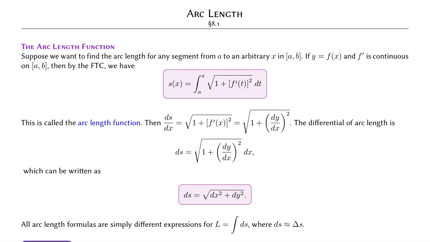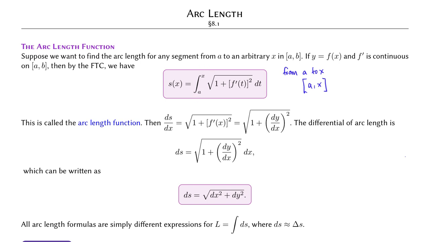Arc length as a function. Suppose we want to find the arc length for any segment from A to an arbitrary x in the interval [a, b]. If y equals f of x and f prime is continuous on the closed interval [a, b], then the arc length formula for s of x is the definite integral from a to x, the square root of 1 plus f prime of t squared dt.